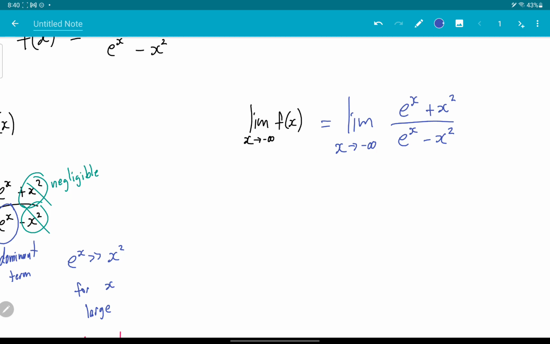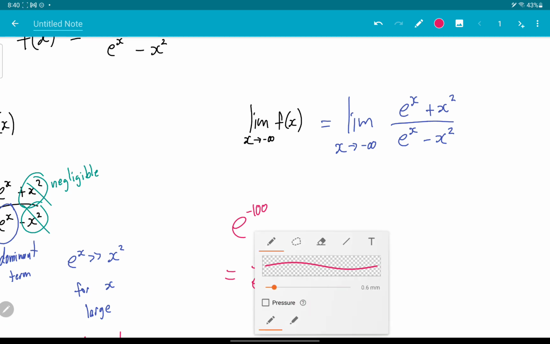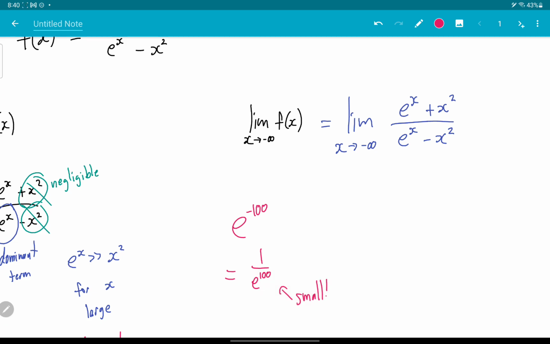Because the dominant term is different now. Think about e to a large negative number, so like e to the negative 100. That's 1 over e to the 100, and this is very small. Okay, so this guy is actually very small compared to x squared.